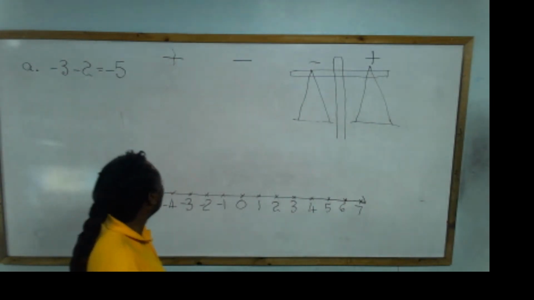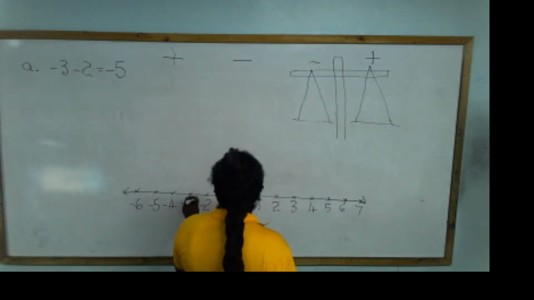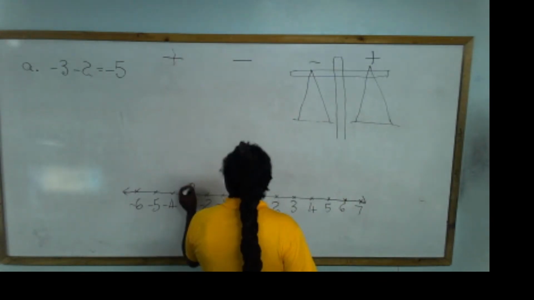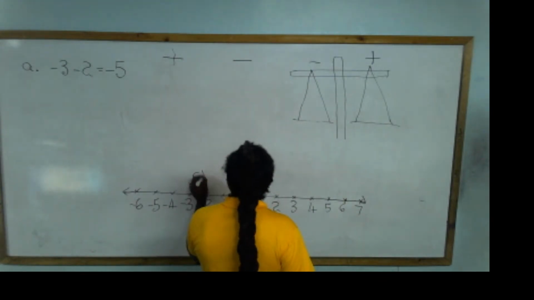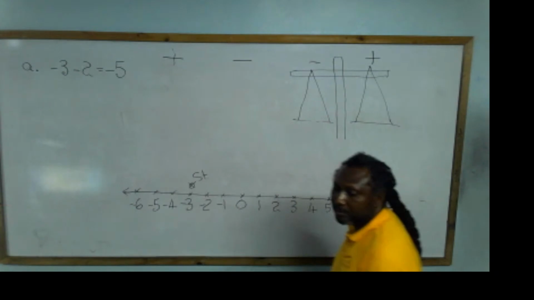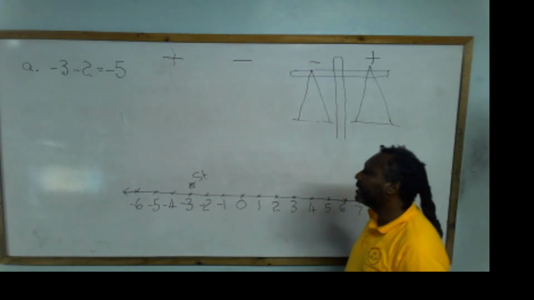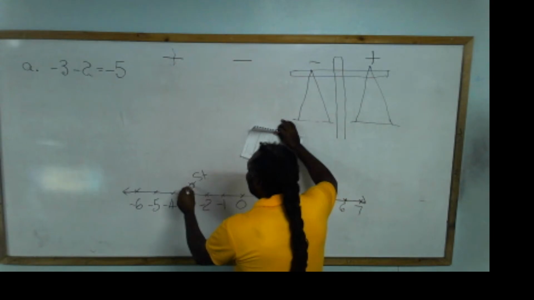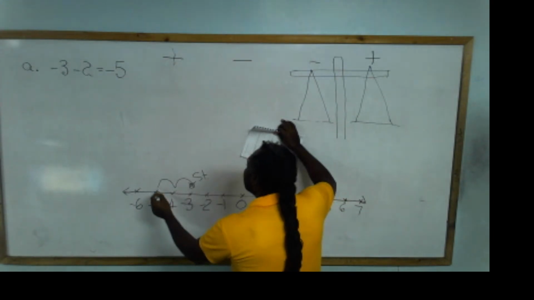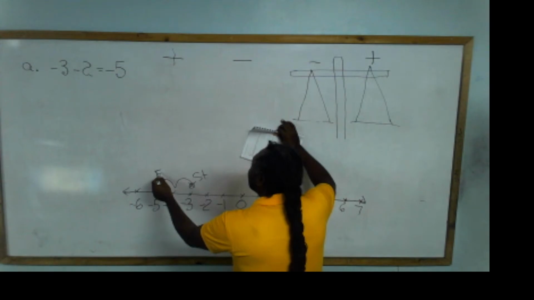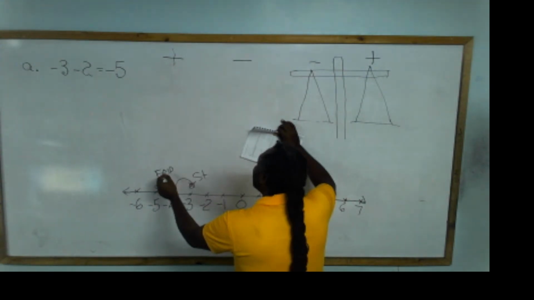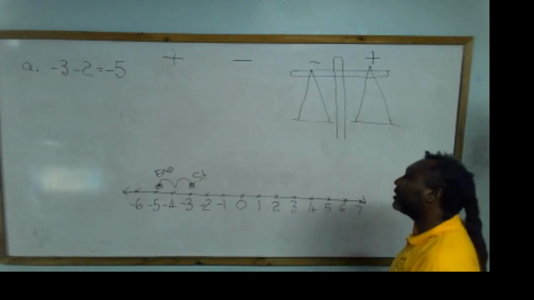If you go to your number line, negative 3 is where we begin. We add 2 in the negative direction, 1, 2. And that is where it ends. Negative 5 is your answer.